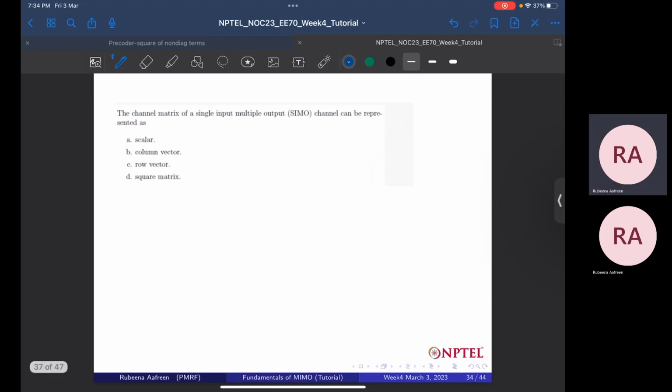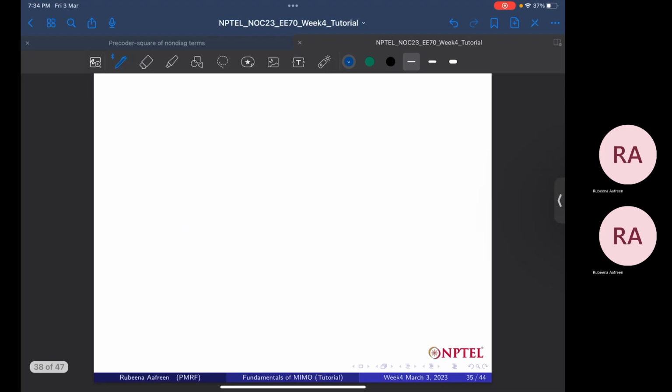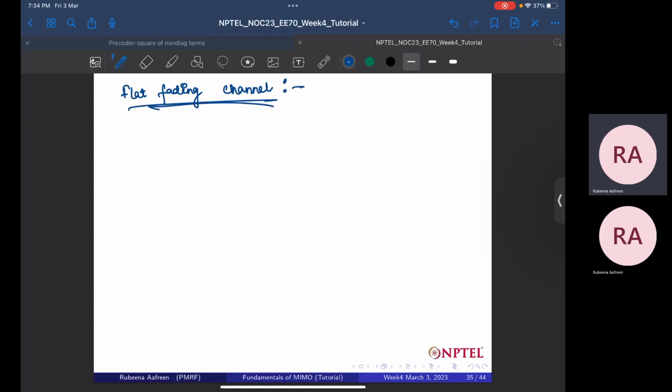So now we will move on to the multi-user channel. Here some assumptions we are taking. One assumption is that always we will take any channel as a flat fading channel. Okay. So now moving on from this point, all the channels will be flat fading channels.